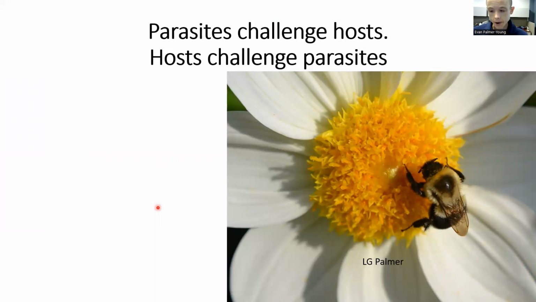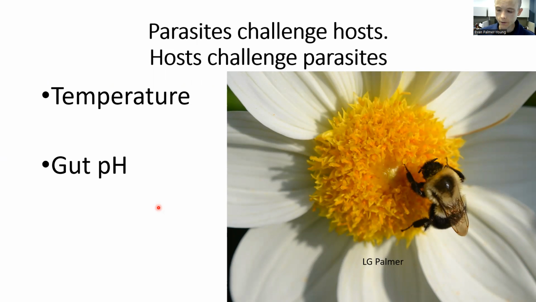Parasites can cause dramatic changes in fitness of their hosts, driving selection for traits that provide resistance to infection. In turn, these host resistance factors become challenges for parasites that shape their fitness in different host individuals and species. Three factors that can affect parasite establishment are temperature, gut acidity, and phytochemicals.